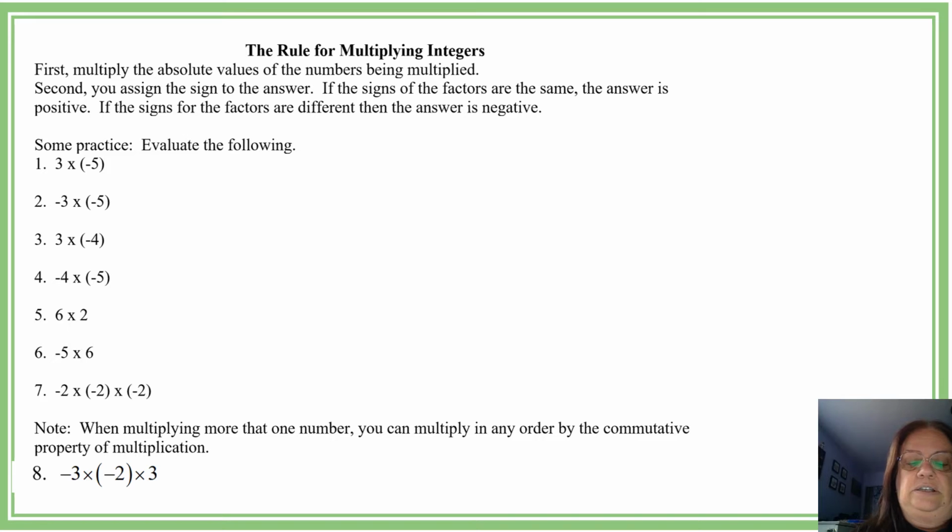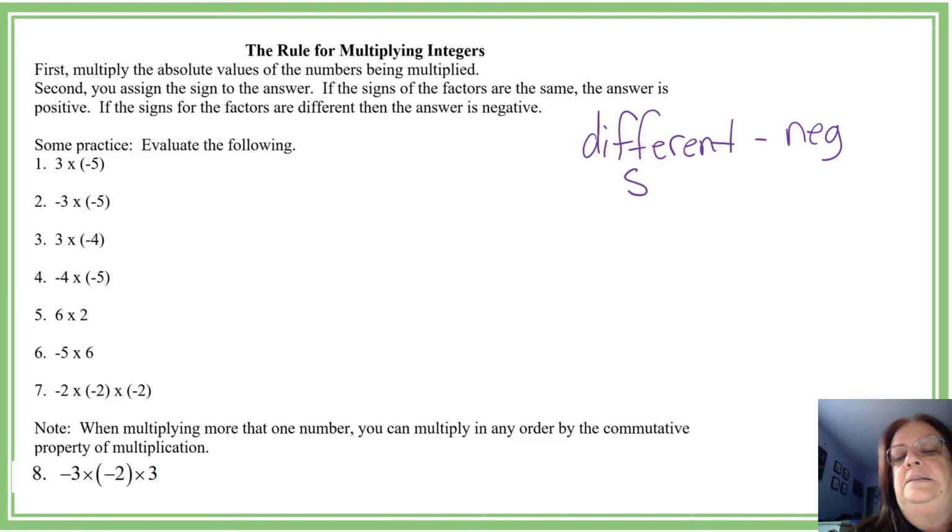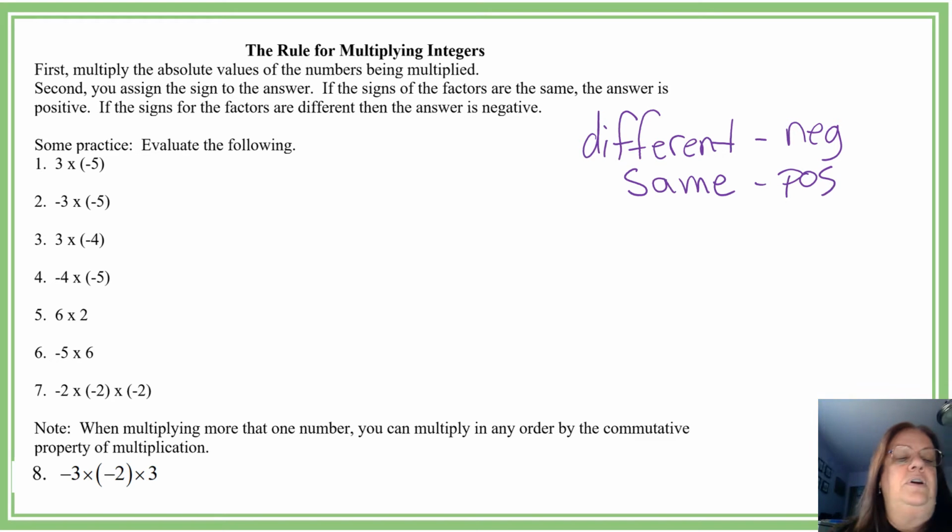Okay, so what we have is different, negative. Same, positive. Okay, so 3 times negative 5. Well, we know that 3 times 5 is 15. And since one is positive and one is negative, we have different signs, so the answer is negative. So this is going to be negative 15.